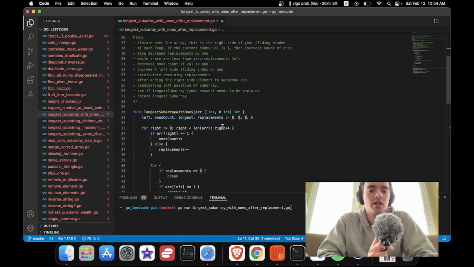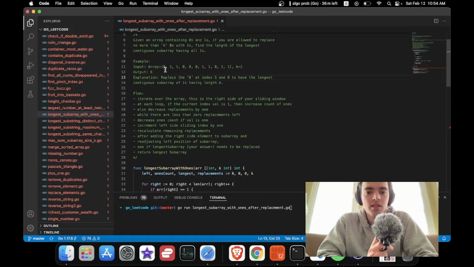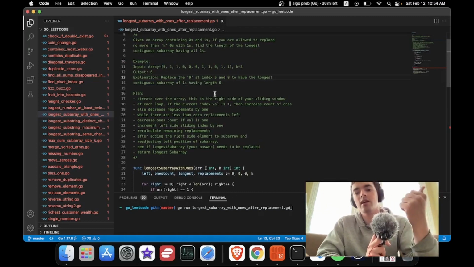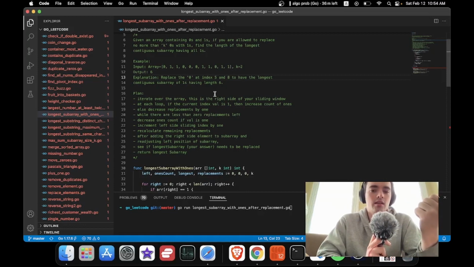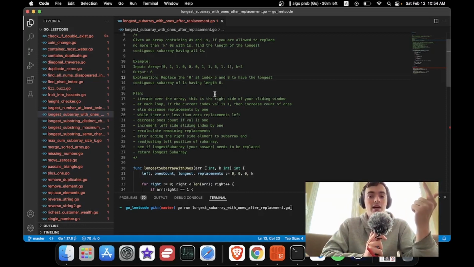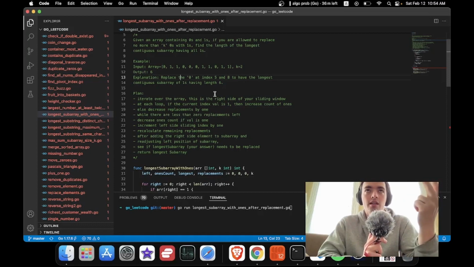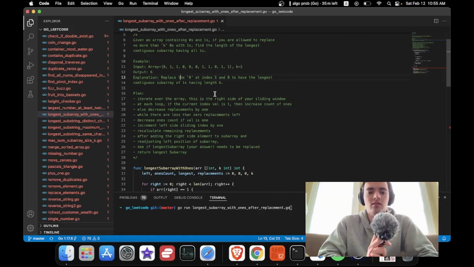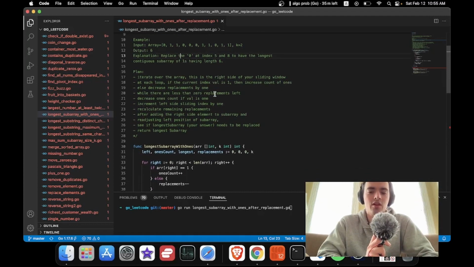So my plan is to iterate over the array, and that will be the right side of the sliding window. I'm keeping track of the left side as well, the number of replacements I have left, the longest subarray so far, and I think that's it. No, there's more. There must be more. Oh, and the number of ones currently within the subarray.